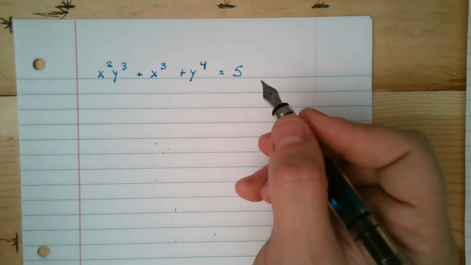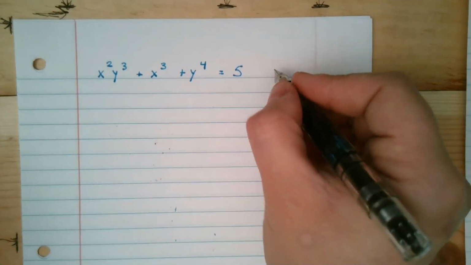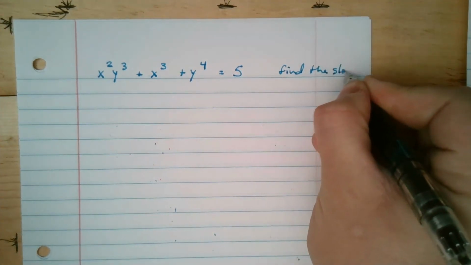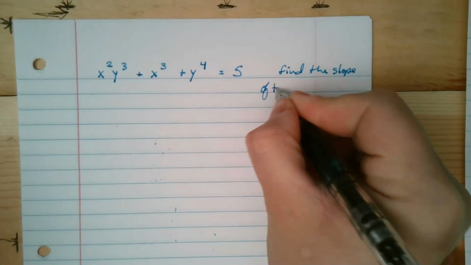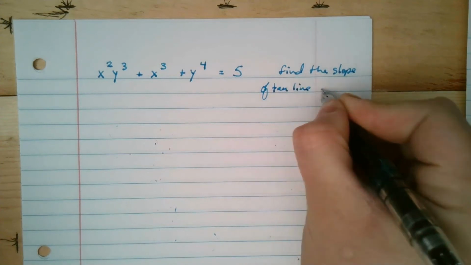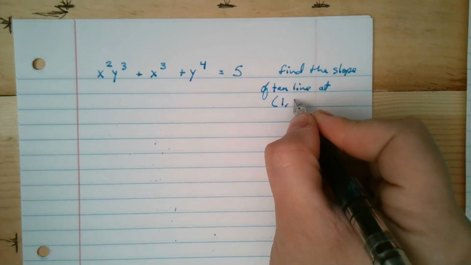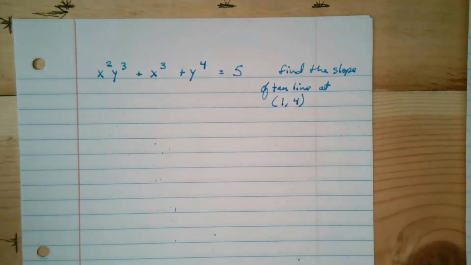Okay, just some random problem. They want us to find the slope of the tangent line at (1, 4). So we assume that this graph goes through (1, 4), and they want us to find the slope of the tangent line at (1, 4).